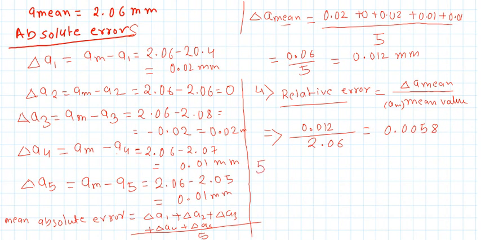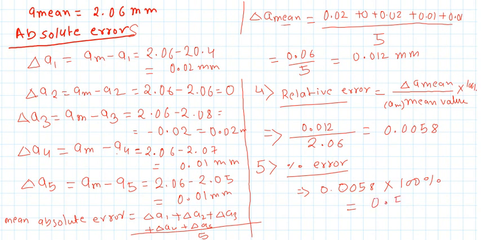And now the percentage error. We just have to multiply the relative error by 100%, and this will give us the percentage error. So the relative error is that much, we have to just multiply this number with 100%, and this will give us 0.85%. That is the percentage error for this case.